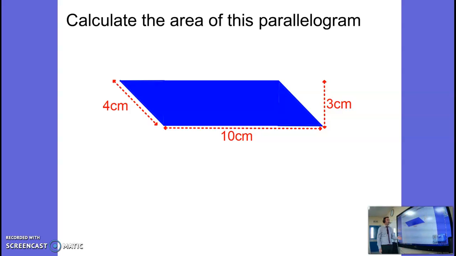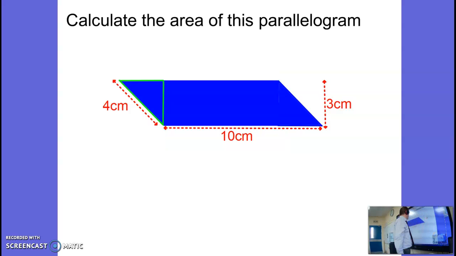So here I have a parallelogram and we've got some measurements, but we don't need all of these measurements. So while there's a few things I could do here, perhaps if you know how to calculate the area of a triangle, you might think, well, if I chop that off, and I chop that off, does that help? Can I work out those areas of the triangles? Maybe, but actually we don't need to do that.